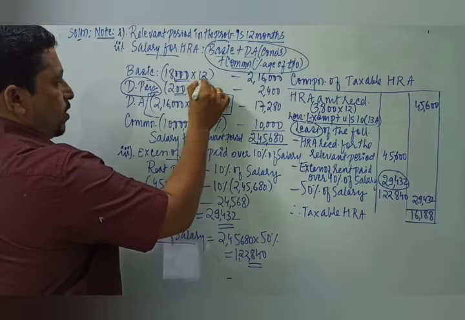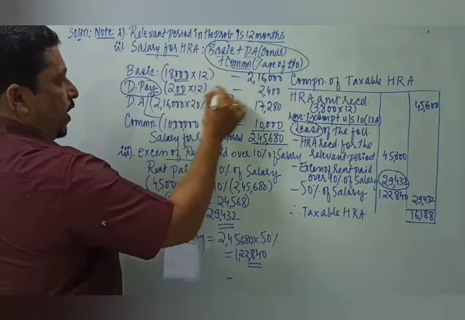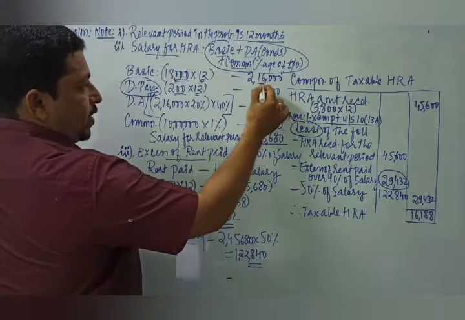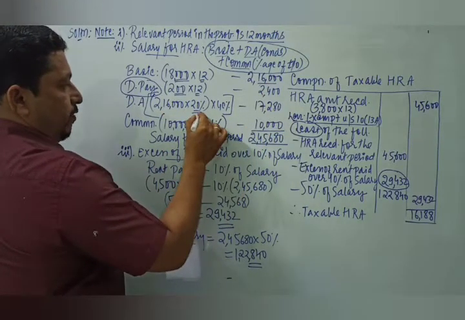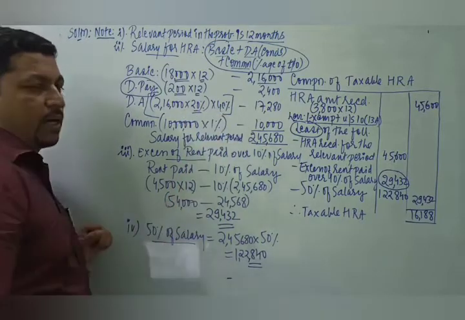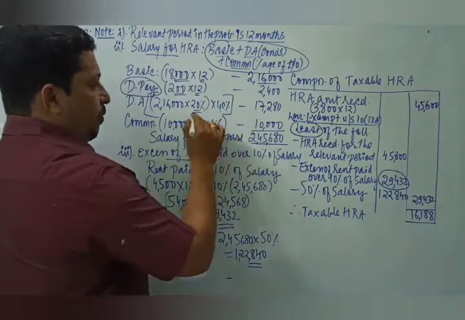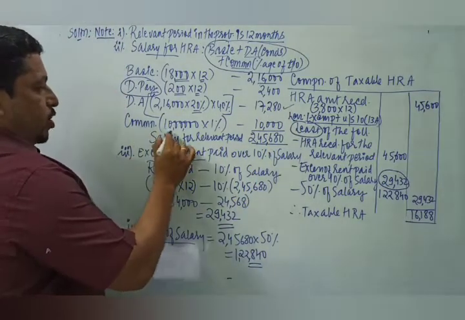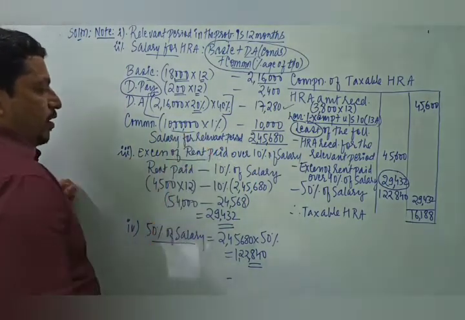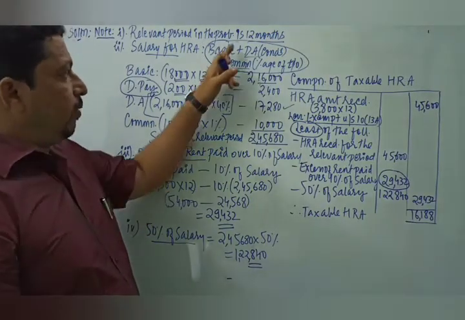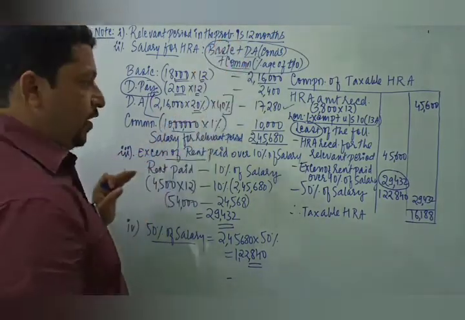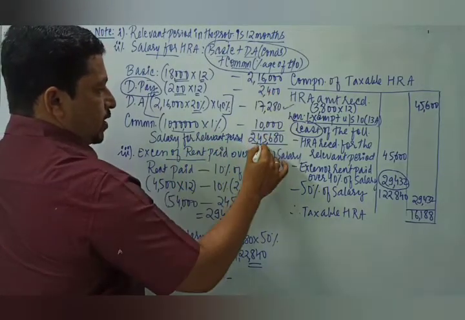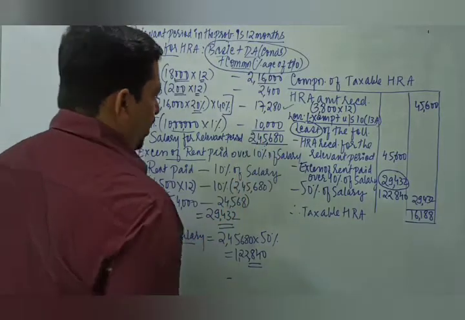Basic is 18,000 into 12, relevant period, 200 into 12, relevant period. DA is 20% of basic. Basic is 2,16,000, 20% of that, and only 40% is given under terms of employment or included for retirement benefits. So when you calculate, you get 17,280. Commission: turnover for the year is given as 10 lakh, and the relevant period is also the full year. So 1% commission on 10 lakh worth of turnover is 10,000. So total salary for the relevant period is 2,45,680.